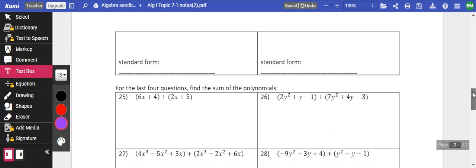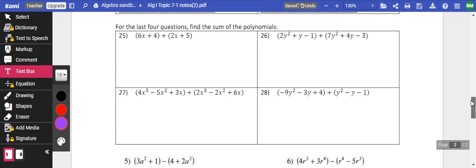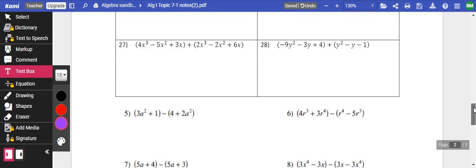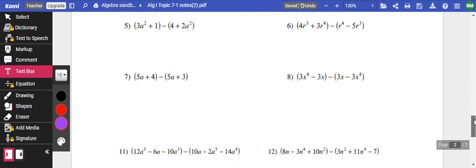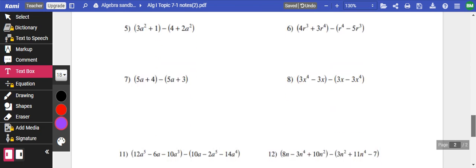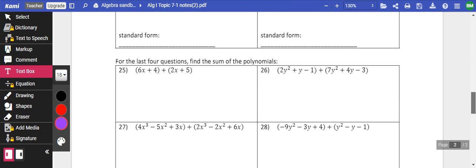So finally, I'm going to do one similar to that, finding sums of polynomials. I'm going to do 25 and 27, and then I'm going to do 5 and 7 right here below. Yeah, maybe I'll do 5 and 11. Make it a little harder.